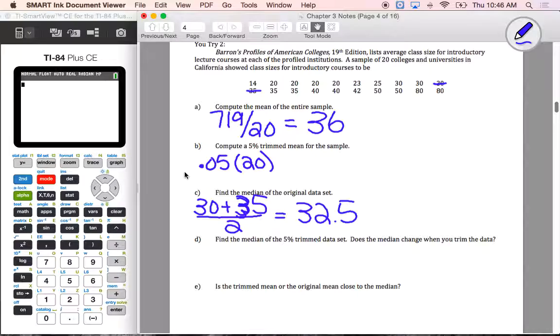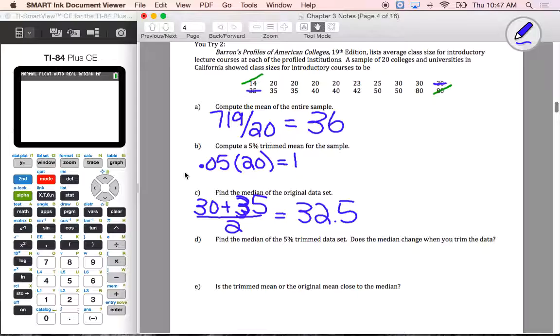Okay, now the 5% trimmed mean. We already said we have to take 5% of 20 because there's 20 values there. So if we do 0.05 times 20, we end up with 1. So that means what you're going to do is cross off the first number and the last number. Now, if our answer would have been 2, you'd cross off the first two numbers and the last two numbers. But because it's 1, you're just getting rid of the first number and the last number. So we're going to get rid of 14 and we're going to get rid of 80.